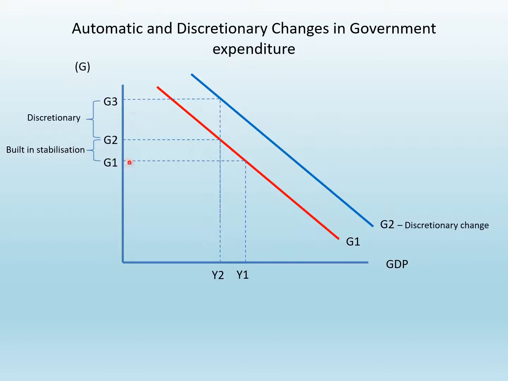So for example, you may have unemployment benefits increasing G1 to G2, and government may decide to do some other kinds of stimulatory policies. Simple one, build a road. The building of the road is a discretionary policy change, and expenditure increases G2 to G3. So we have the two components of expenditure here.